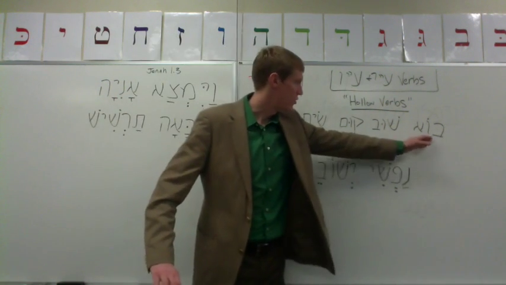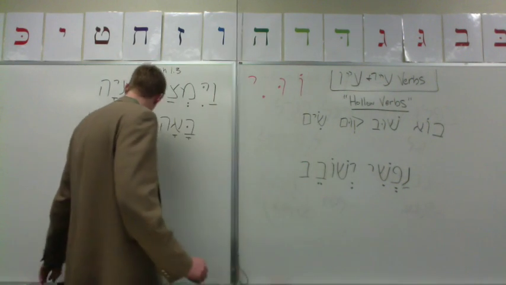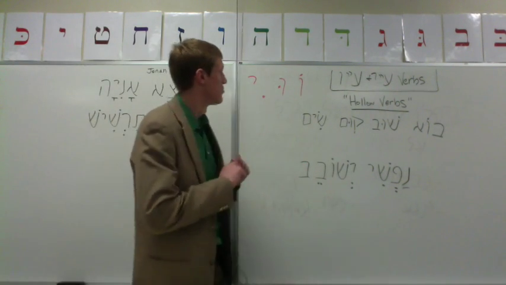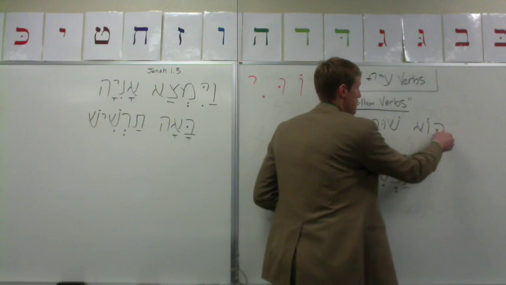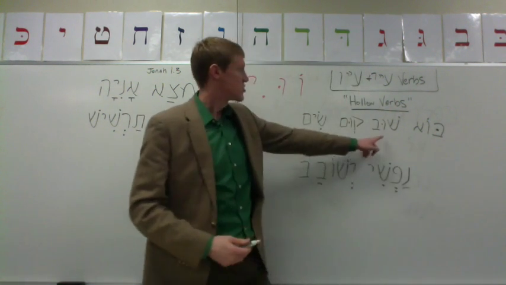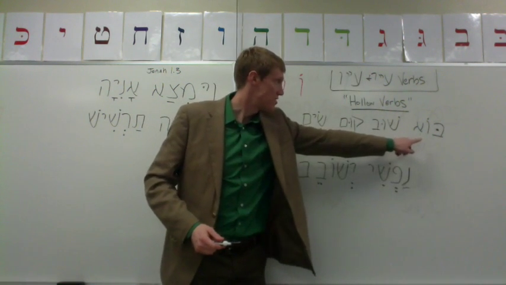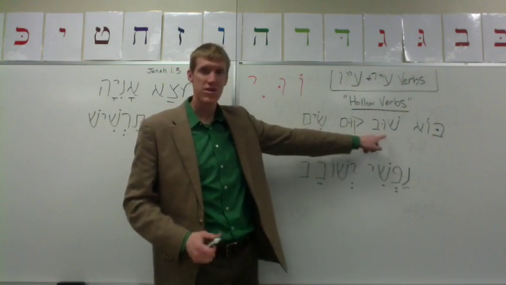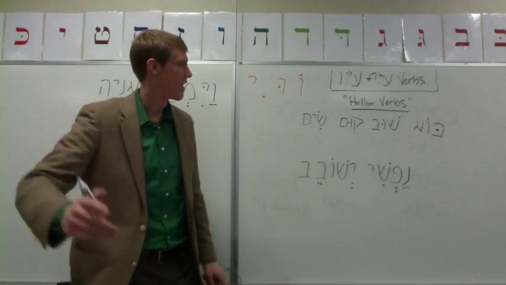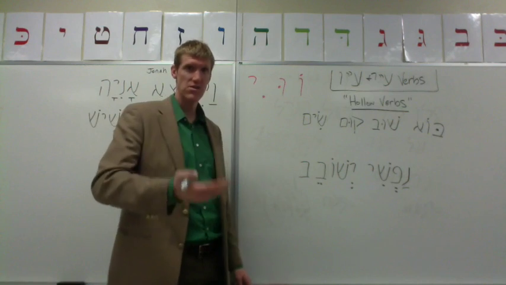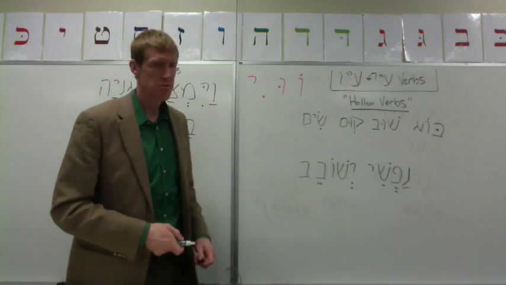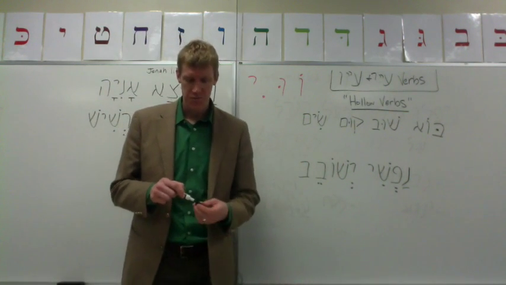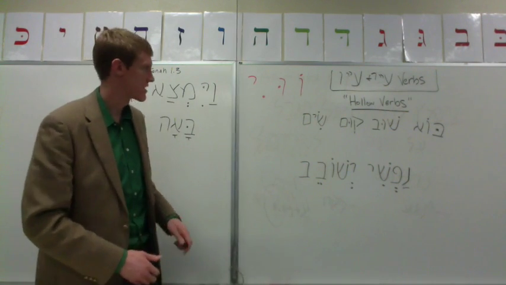So we have bo. I didn't put my dagesh forte or dagesh lene in there. Bo. Shuv. Bo is come or enter. Shuv is return or turn around. Kum is arise or get up. And sim, with a sin, is set or place.